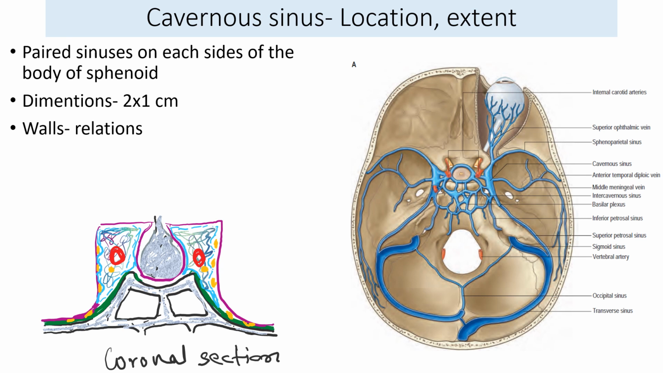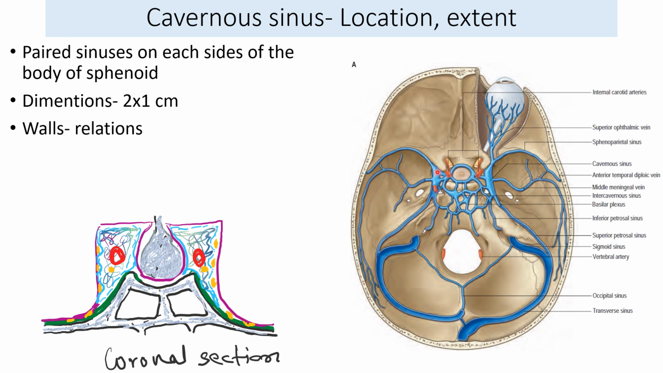First of all, this is a paired venous sinus present in the middle cranial fossa on each side of the sphenoid bone. Here, this is the body of the sphenoid and the middle cranial fossa. So on each side of the body of the sphenoid bone, we have this dilated venous space which is called the cavernous sinus. Cavern means like a sponge, a trabeculated area within a cavity. So it is called the cavernous sinus.